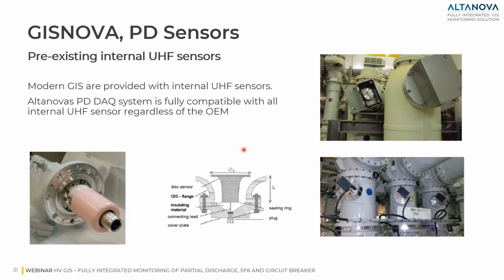In the following slides, you can see some pictures starting from the pre-existing internal UHF sensor, and you can see here on the left, or some other example here on the right, where the majority of the modern GIS are provided with internal UHF sensor. And we can connect our acquisition system, our GEQ system, with the totality of this kind of internal sensor that can bring a lot of benefits, even in terms of sensitivity and ratio between noise and signal. This is the preferred solution where we have internal sensor to use it.